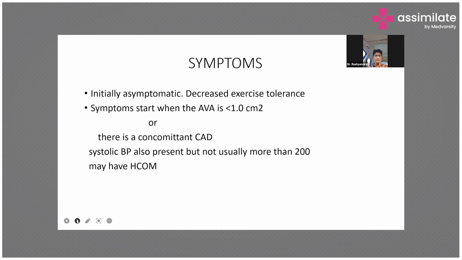Systolic BP is also raised, but usually not more than 200. And they have hypertrophic changes, because of the back pressure on the LV there is an enlargement of the heart, which leads to hypertrophy. Next.